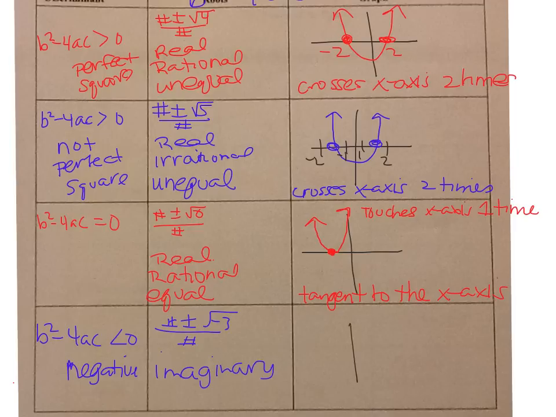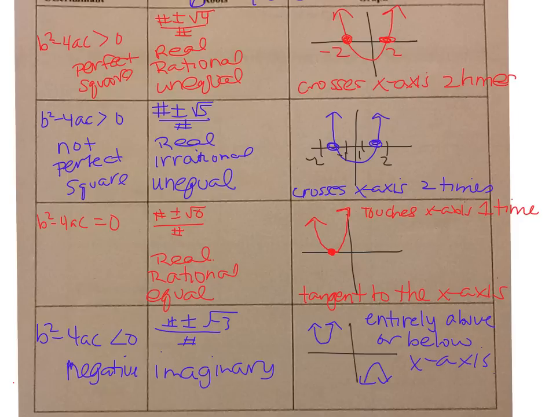Now, what does the graph look like? The graph will either open up like this. It'll be above or below the x-axis. It will not touch the x-axis. It can't touch the x-axis because the x-axis is a number line. So it can't possibly touch the x-axis because they're not real. The number line are real numbers. So it has to be above or below the x-axis. So put entirely above or below x-axis. Okay, so now let's try some problems.